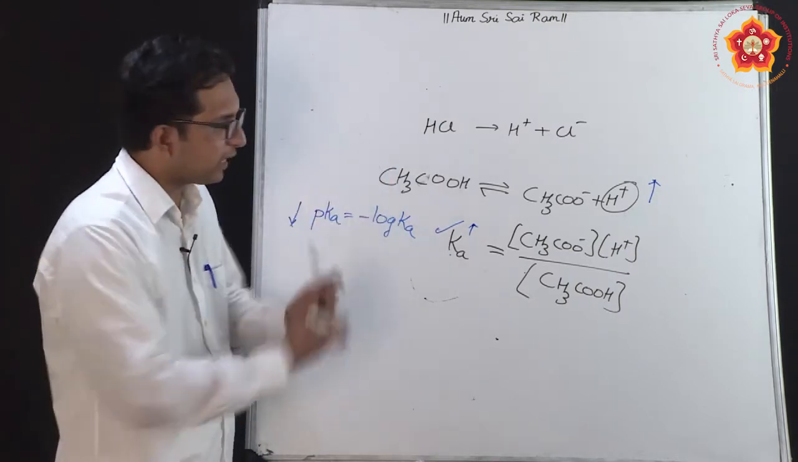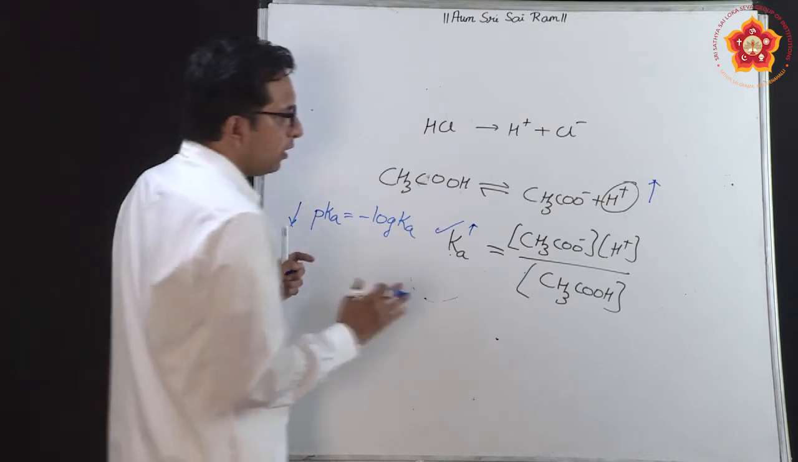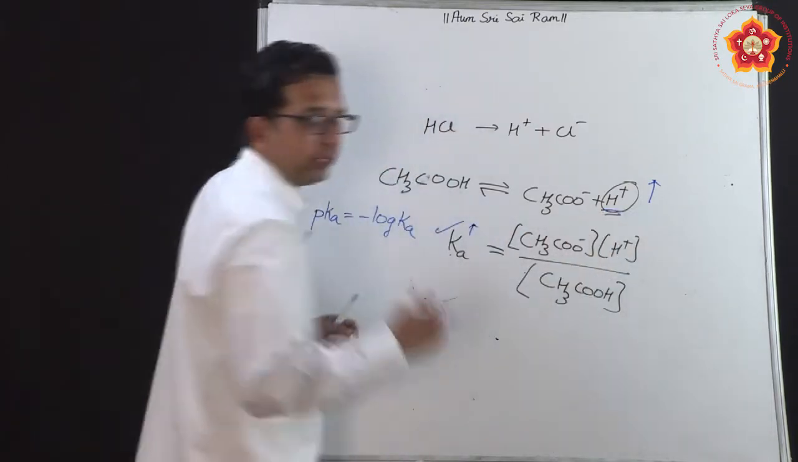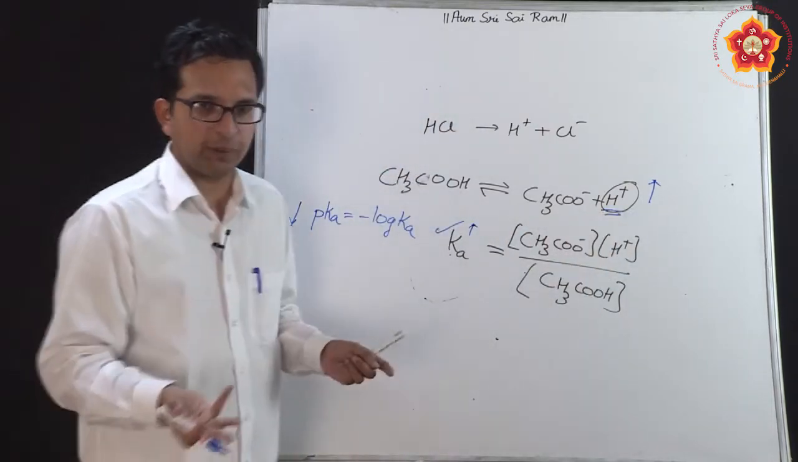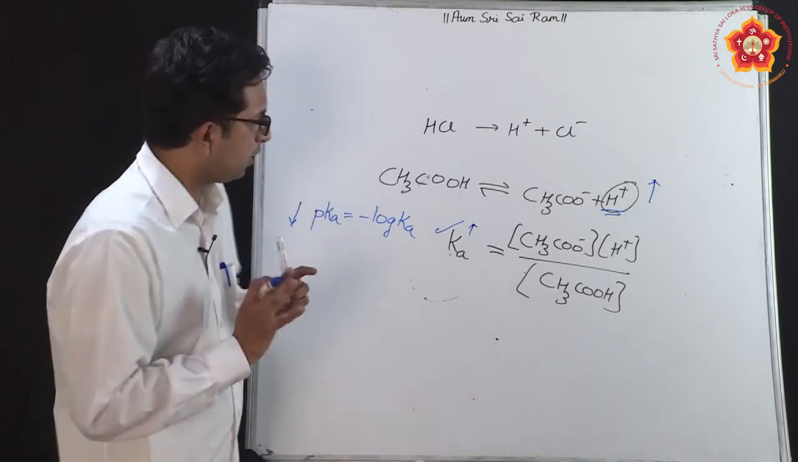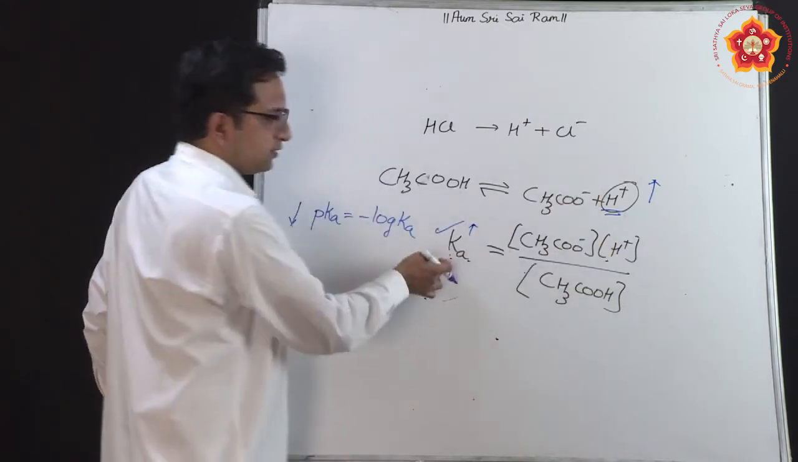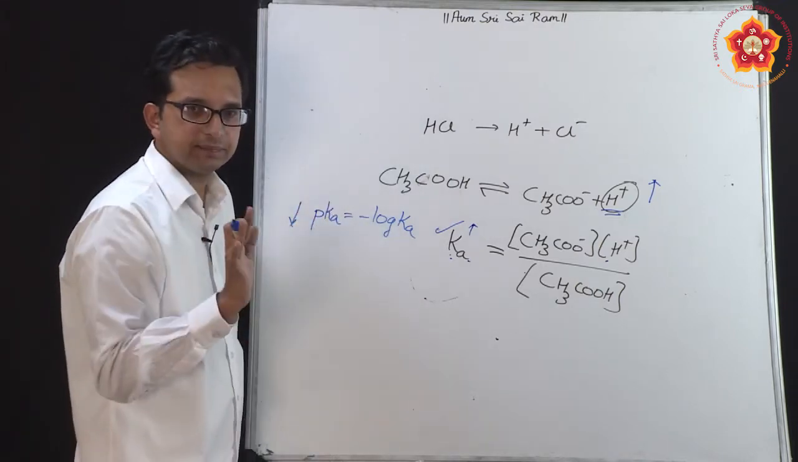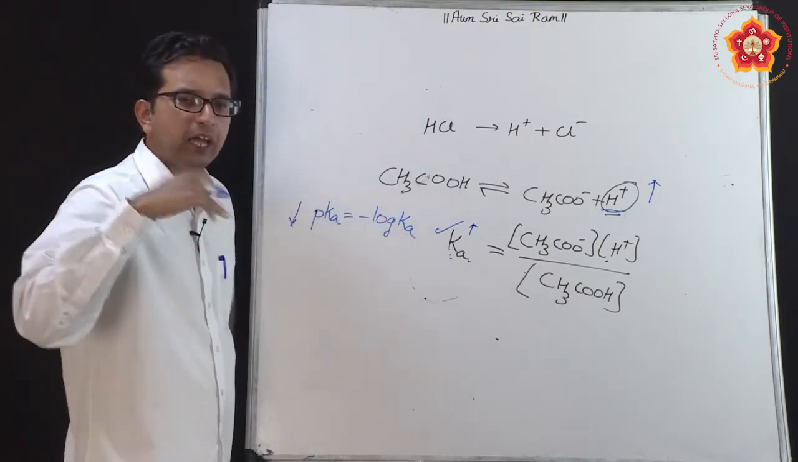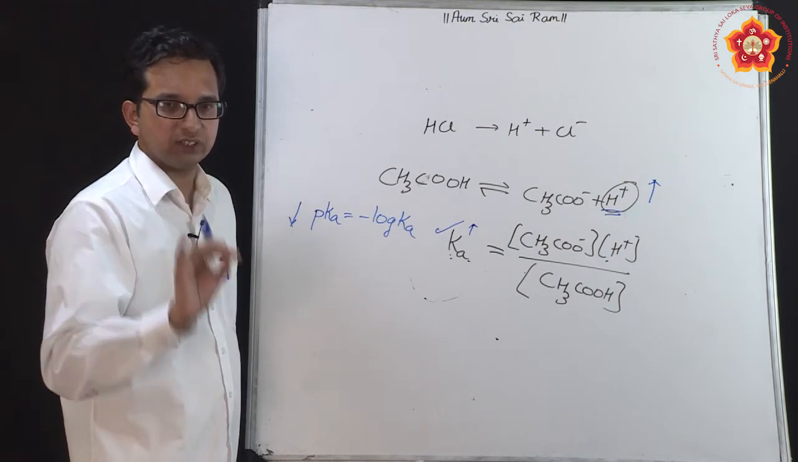Let me repeat this entire thing once again. If H plus production increases, more H plus indicates more acidity. And since this is directly proportional, if H plus increases, Ka also increases, and that indicates that a high value of Ka means it is more acidic.